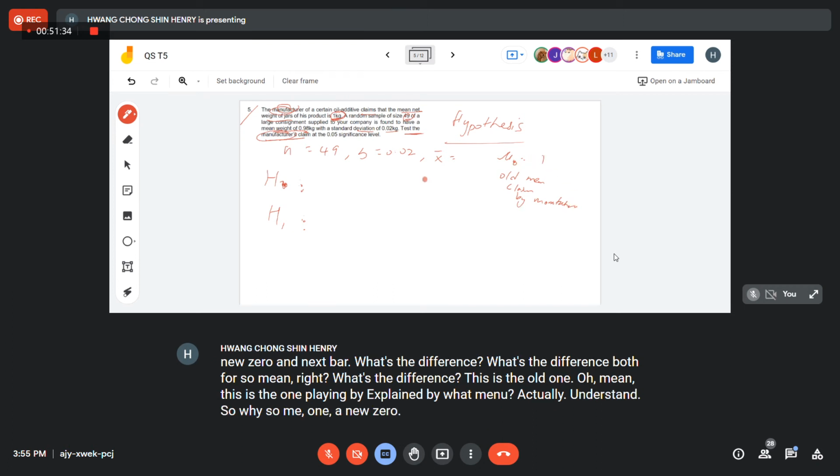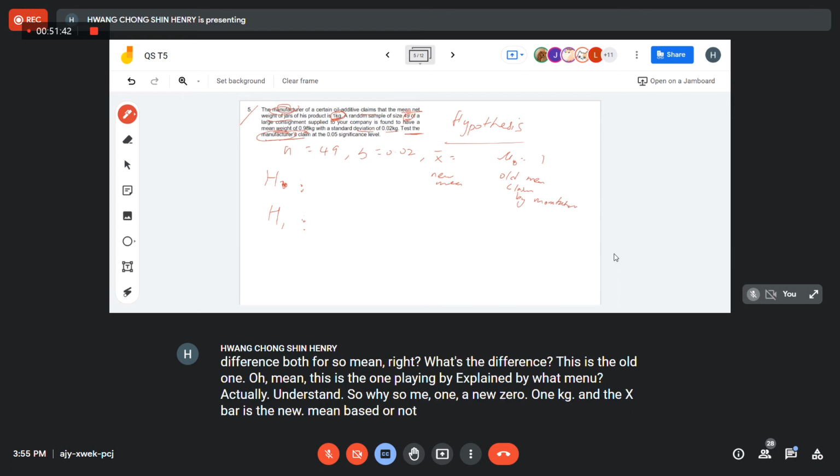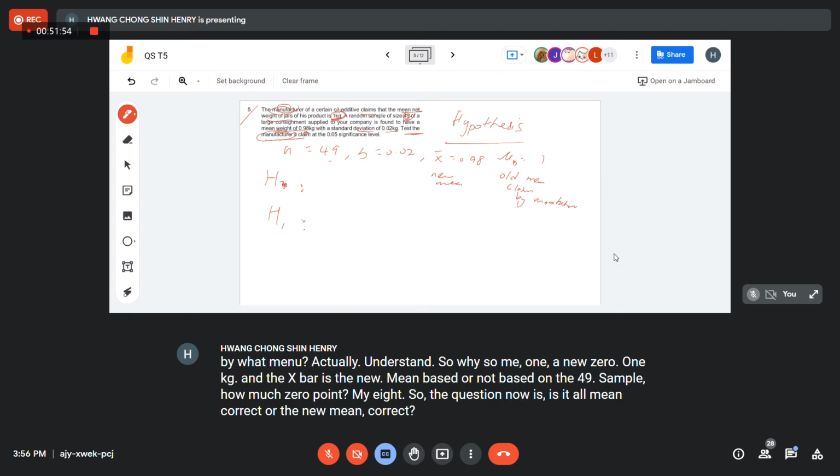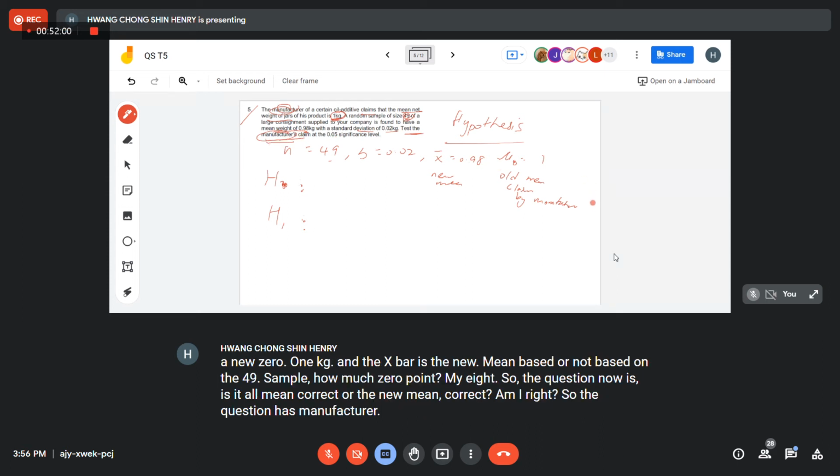Mu zero is 1 kg. And the x bar is the new mean based on what? Based on the 49 sample. How much? 0.98. So the question now is, is it the old mean correct or the new mean correct? Am I right? So the question tests the manufacturer. What's the manufacturer? This one, the mu zero.